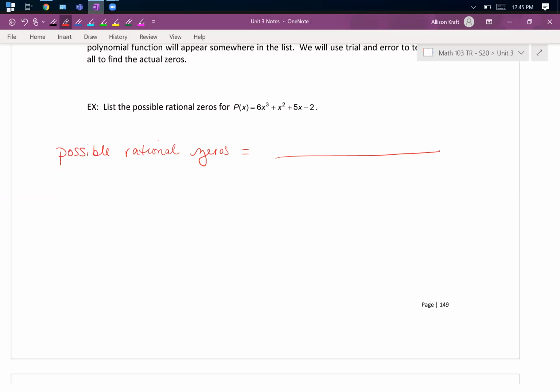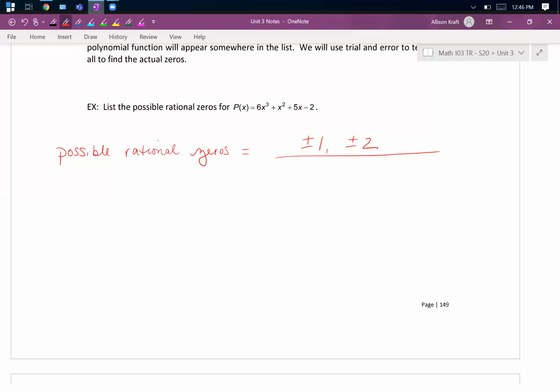To get 2, it's 1 times 2, but since it's a -2, it could be +1 times -2 or -1 times +2. So our factors are actually plus or minus 1 and plus or minus 2.